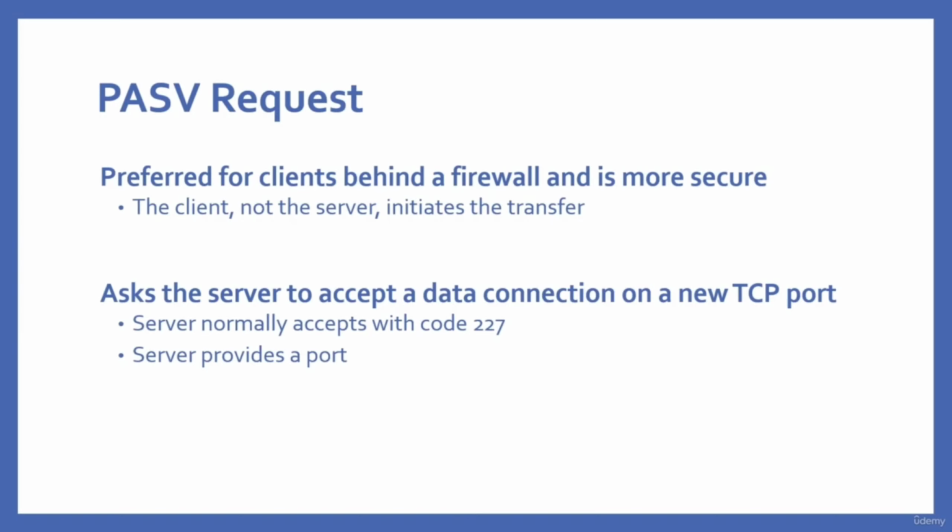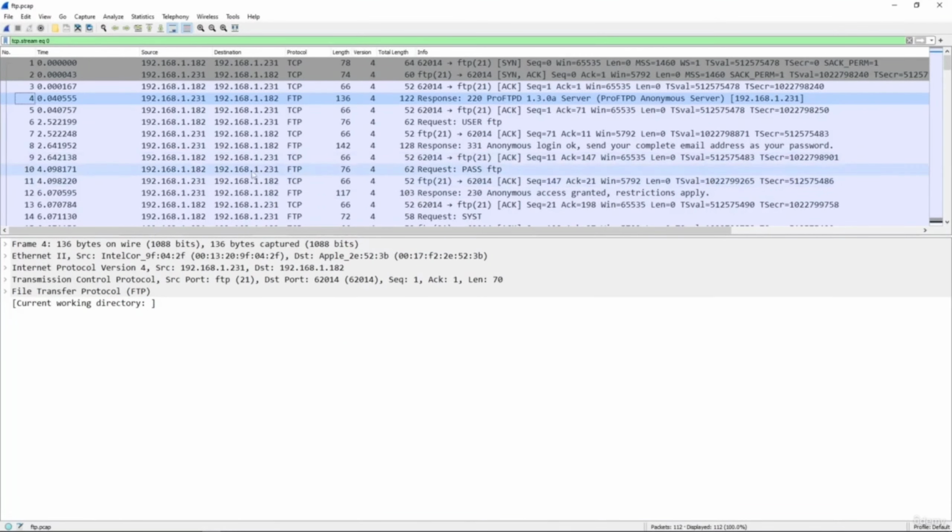It first asks the server to accept a data connection over a new TCP port, and the server normally accepts with the code 229, and then the server will provide a port in which to make the connection. I have this packet capture here, which is FTP, and this is a standard FTP exchange of data. Now first of all, I will tell you that it's in plain text and there are very few open FTP servers out there. In most cases, it's using some type of secure connection or encryption, but we will be able to see everything because it's in plain text.